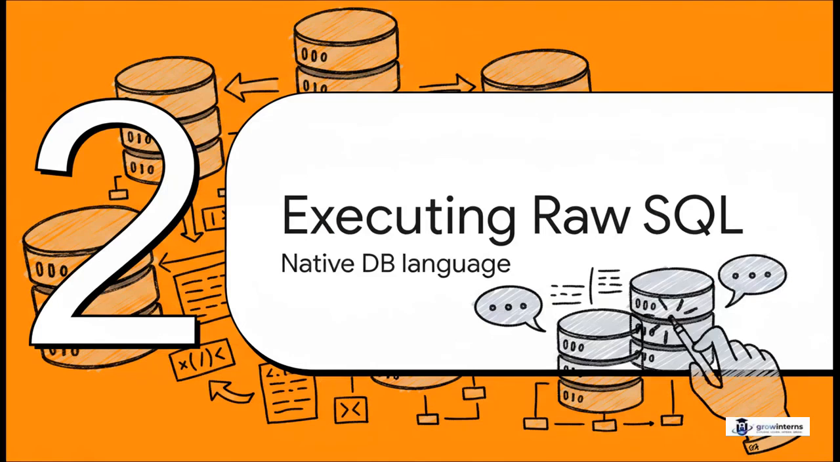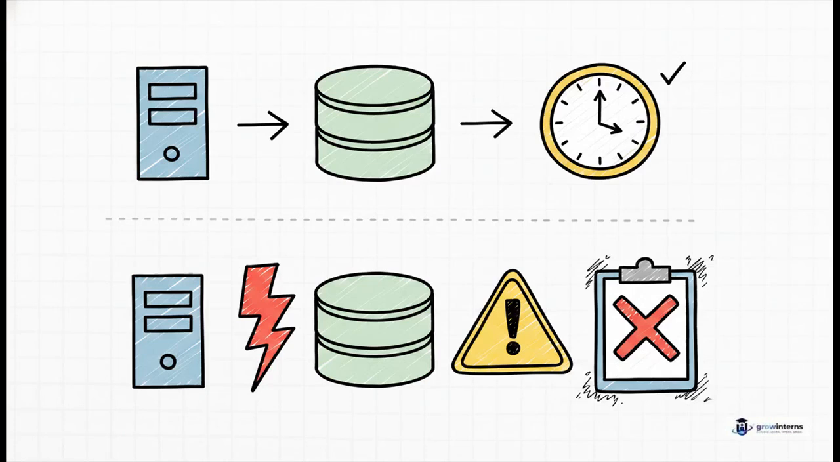Moving right along to Section 2, executing raw SQL queries. Okay, so say you want to fetch the current time. You'd use PgPromise to fire off the raw string select now directly to Postgres. If it works perfectly, awesome. You get the time back and you render your page.